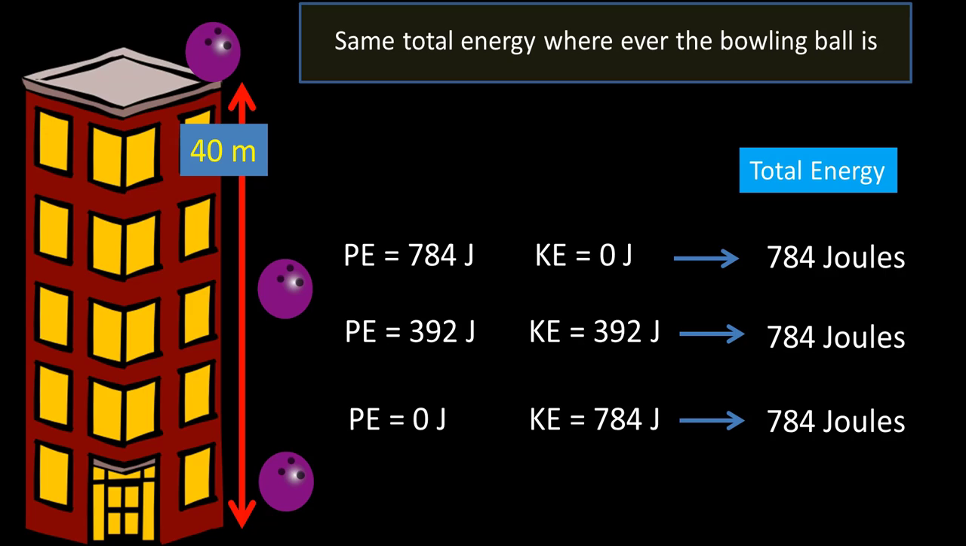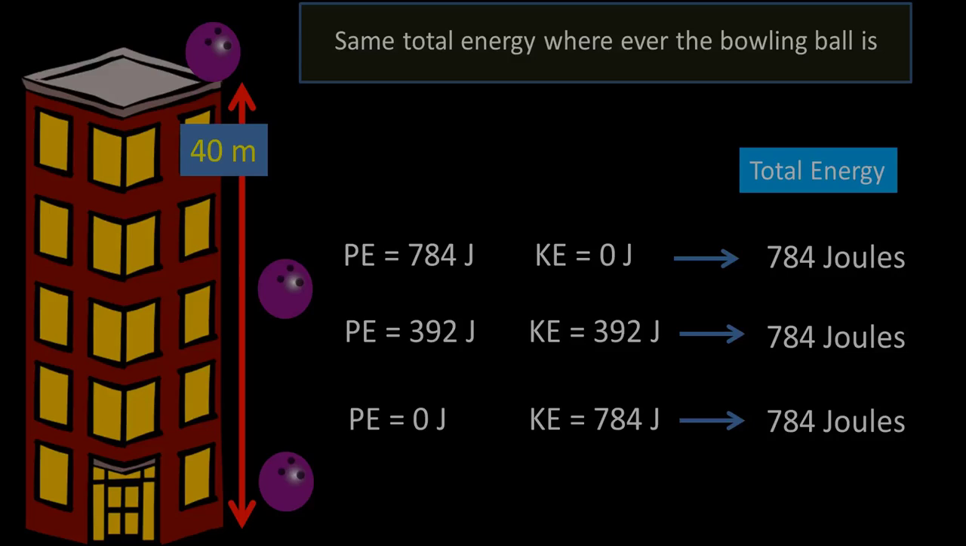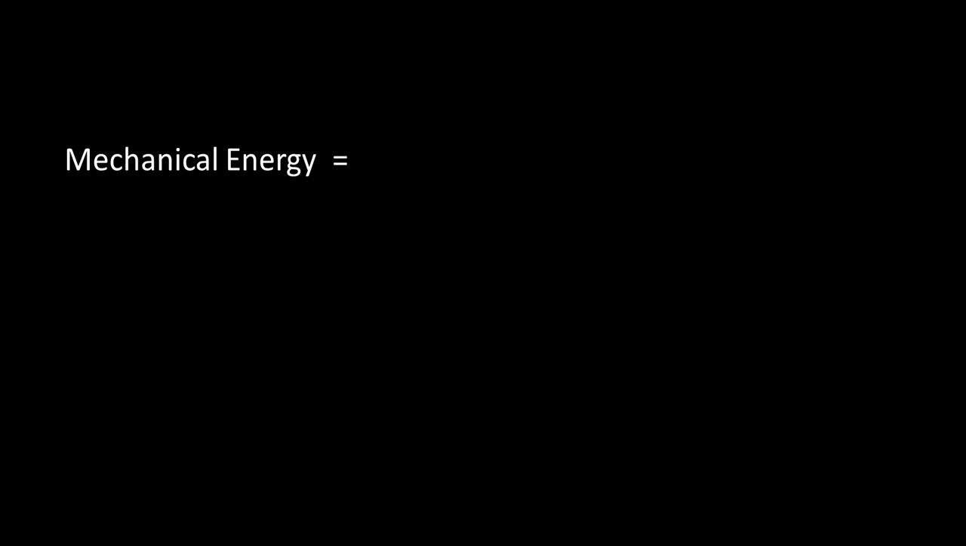So the idea is that when the ball was placed at the very top of the building, it was provided a certain amount of energy, in the form of potential energy. That total energy of 784 never changed as it falls to the ground. And that leads us to the idea of mechanical energy and its conservation. So the total mechanical energy is defined as the potential energy plus the kinetic energy.